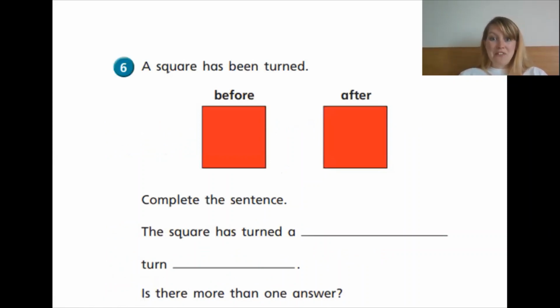Oh, and we have one more, forgot about this one. So, a square has been turned, before it's turned and after it's turned. So this square has turned a what turn? Which way, clockwise or anti-clockwise? I wonder if there's more than one answer. Do you possibly know for sure? I wonder who can come up with the most answers for this question. If you're struggling, cut out a square bit of paper and have a go at turning and see what you notice.